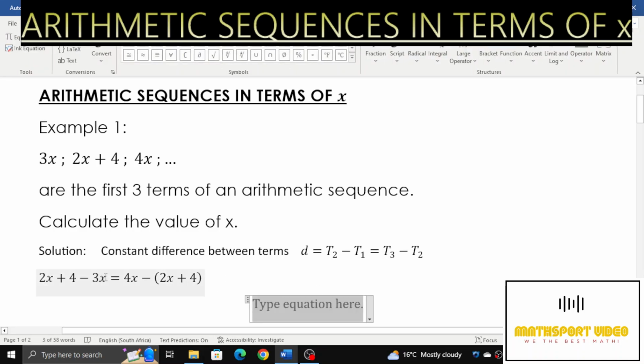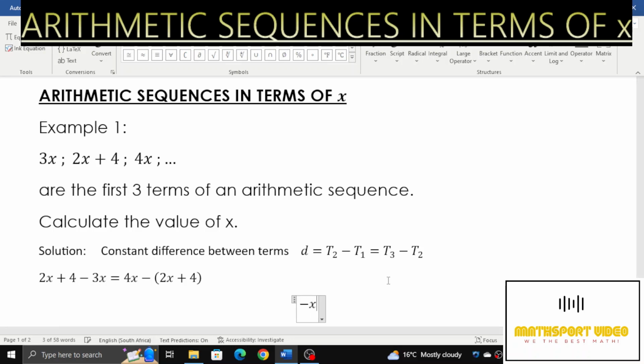So if we take a look on the left-hand side here, what we can do, at least for now, is to collect the like terms. You can work out 2x minus 3x, that is negative x, and then you've got plus 4. So we have negative x plus 4 equals to.